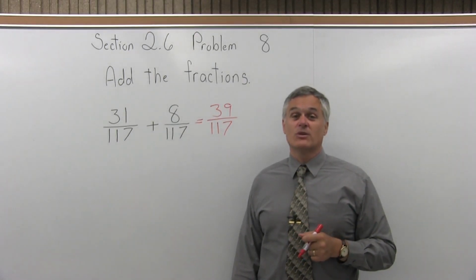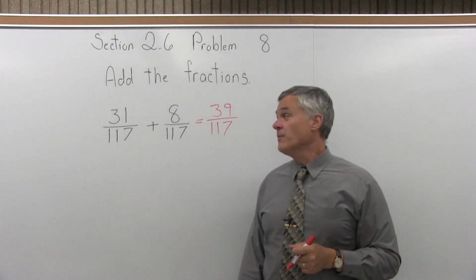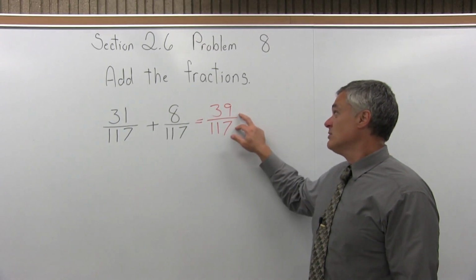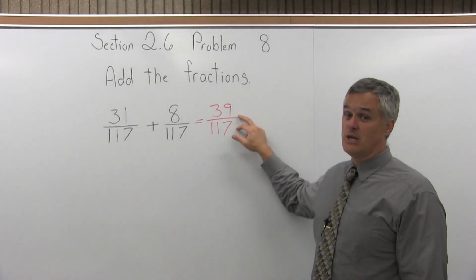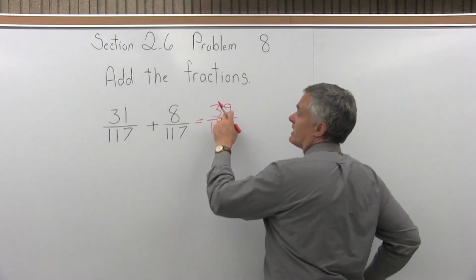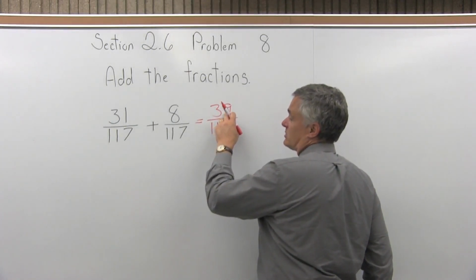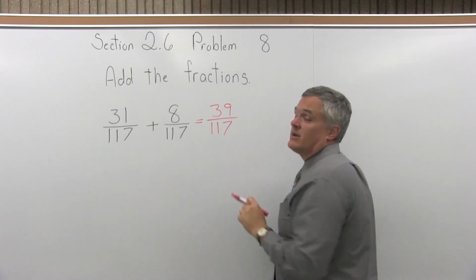Now the question is, can we reduce this? So first see if 2 will divide into both evenly. And it won't because they're not even. Then check 3. Well, 39 I recognize. I know 39 is 3 times 13. 117 I'm really not sure.